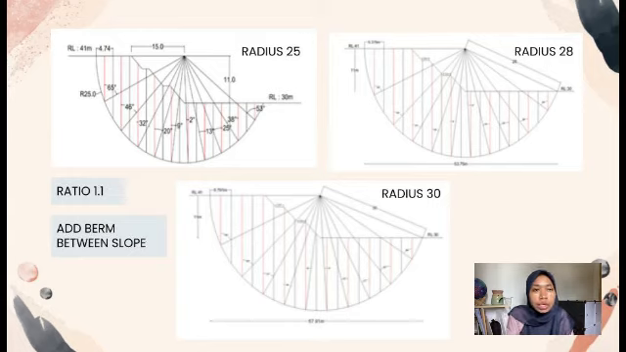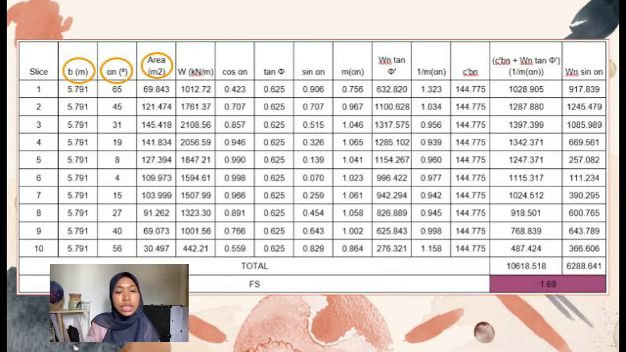So the series of radius have been selected, which is 25 degree, 28 degree, and 30 degree. And the ratio is fixed, which is 1:1 ratio. Meanwhile, we obtain the acceptable factor of safety when using the radius of 30 degree. For the formation of the slope, we have used a 4-4-3 formation to provide more stability to the slope that we have designed. The figure shows the Excel computation to calculate the slope.